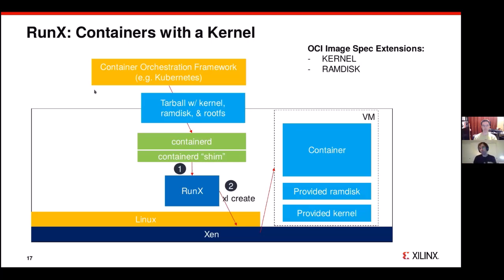This is already supported now. The only thing we need, in addition to what I just described, is a way to advertise the presence of the kernel or the RAM disk inside the container. The container needs to be able to say, hello, I have a kernel, please run my kernel. Then RunX can find it, see that the container is coming with a kernel, and use that kernel inside the VM. Today we are doing that using environment variables, but we really want to have proper labels or annotations specified as part of the OCI image spec.